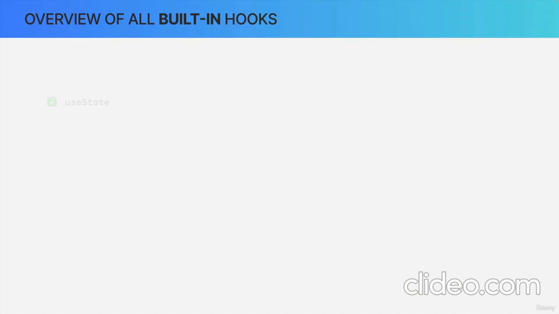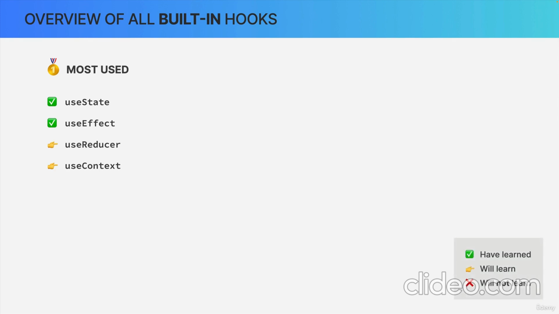Now, we only used 2 hooks so far, but React actually comes with almost 20 built-in hooks, and so let's get a quick overview of them here. So useState and useEffect are of course some of the most important hooks and therefore the most used ones, along with useReducer and useContext that we will actually study pretty soon.